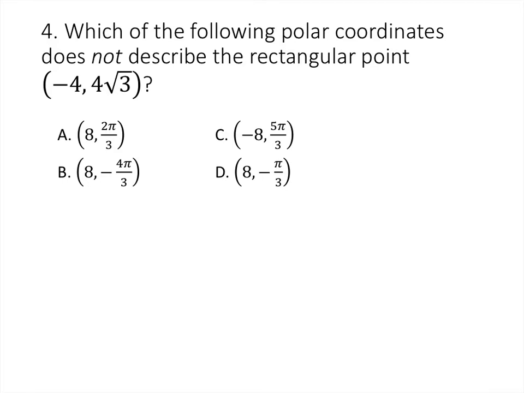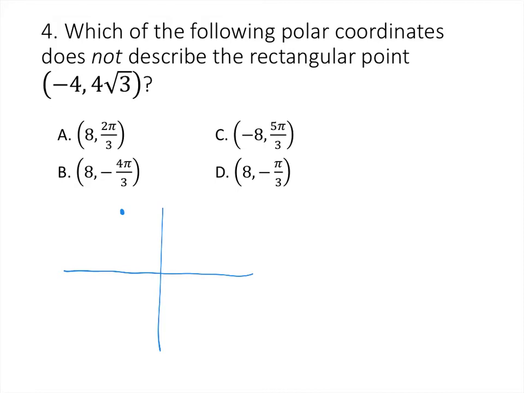For this one, we're converting in the other direction. We're given a point in rectangular coordinates, and we're given 4 points in polar coordinates, and we're told that one of these does not describe this rectangular point. So we can use process of elimination here. We don't have to be a particularly accurate plotter to figure out where this point is. Negative 4, 4/3, that's over here in quadrant 2, so it's right around there.